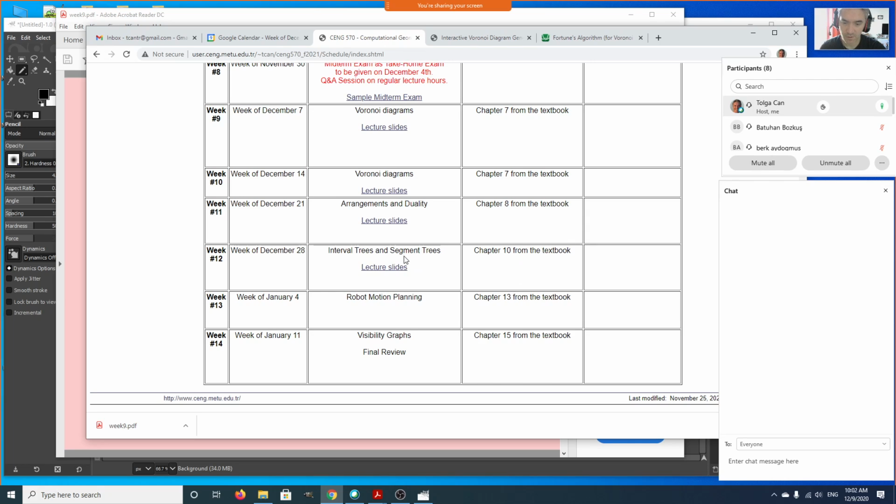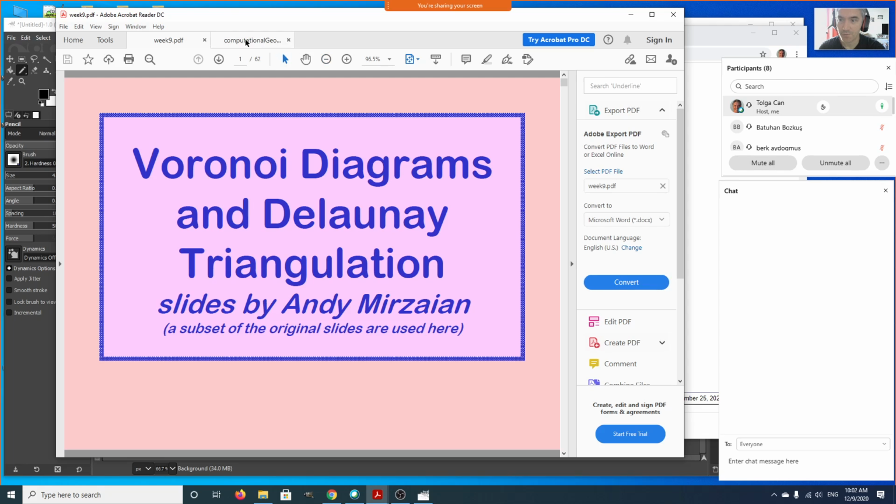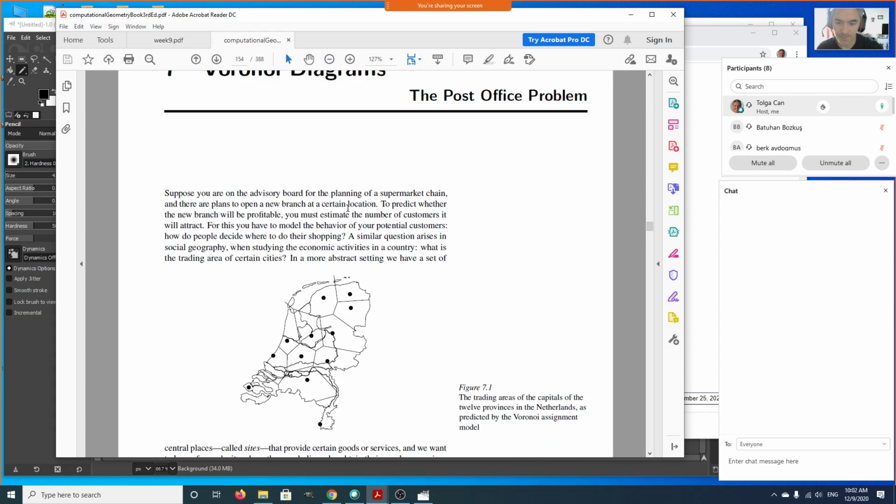Actually, there's another one inside this chapter which is not listed, priority search trees, which is a binary search tree combined with a heap. So you'll see a data structure like that in this chapter too. And in robot motion planning, we're going to see Minkowski sums and finally visibility graphs. So these are the things that we'll see until the end of semester. So let's continue with Voronoi diagrams, what they are and how we compute them by using a plane sweep algorithm.